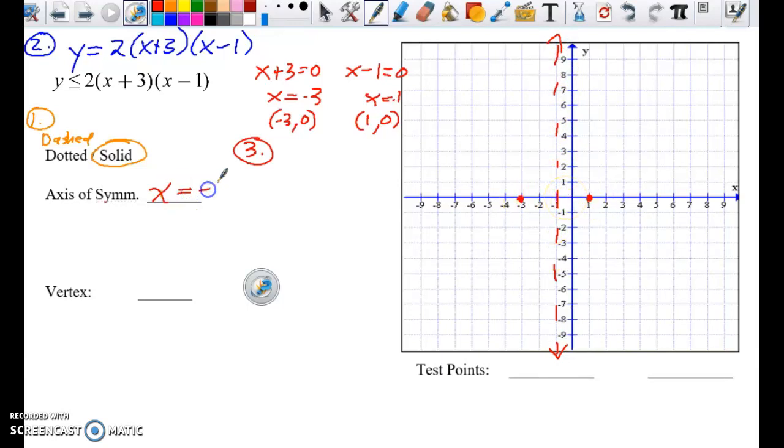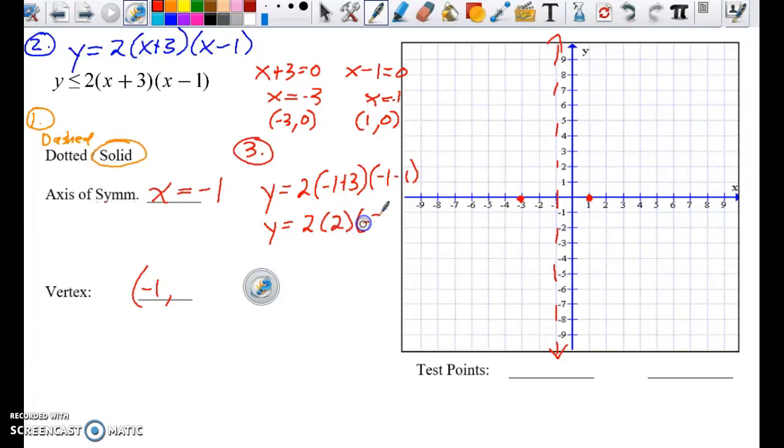So x equals -1. To find the vertex, of course, you know to plug that -1 into the equation for x. So I have y equals 2 times (-1 plus 3)(-1 minus 1). So then I have y equals 2 times +2 times -2. So then I get -8 is my outcome there. So my vertex is at (-1, -8).